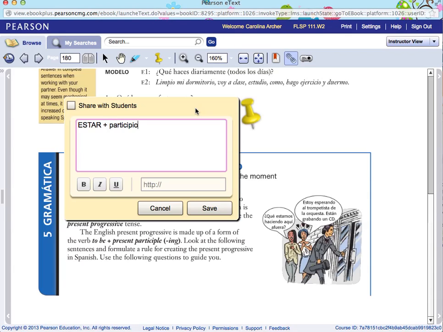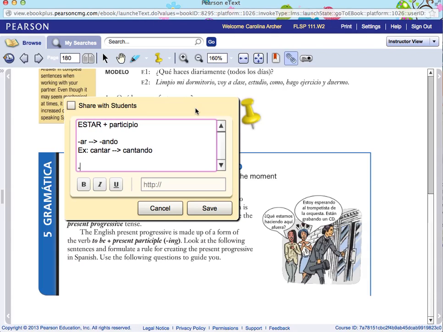Okay, so how do we form el participio? For verbs that end in AR, we are going to drop the ending AR, and the ending is going to become ando. So, for example, if you have the verb cantar, to sing, we drop the ending and add ando, cantando.